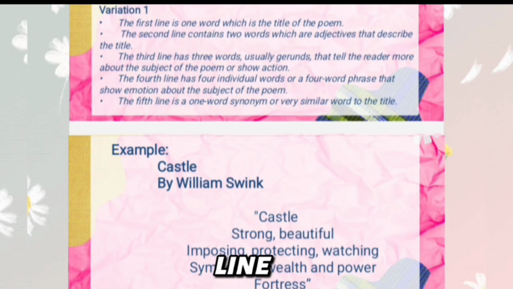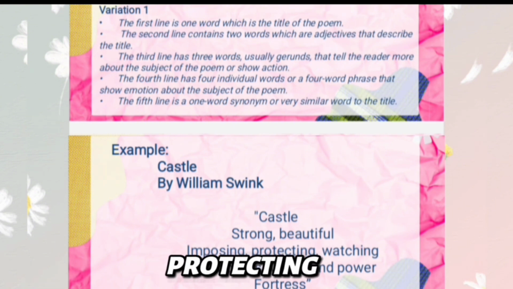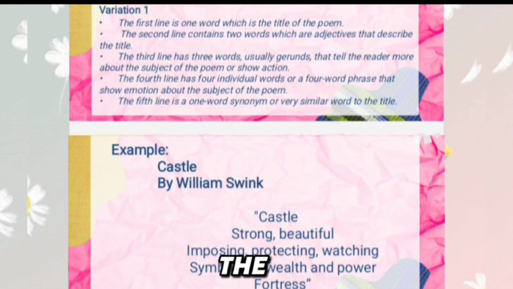Variation 1. The first line is one word which is the title of the poem, Castle. The second line contains two words which are adjectives that describe the title: strong, beautiful. The third line has three words, usually gerunds, that tell the reader more about the subject of the poem or show action: imposing, protecting, and watching. The fourth line has four individual words or a four-word phrase that shows emotion about the subject of the poem: symbolizes wealth and power. The fifth line is one word, a synonym or very similar word to the title: faultless.